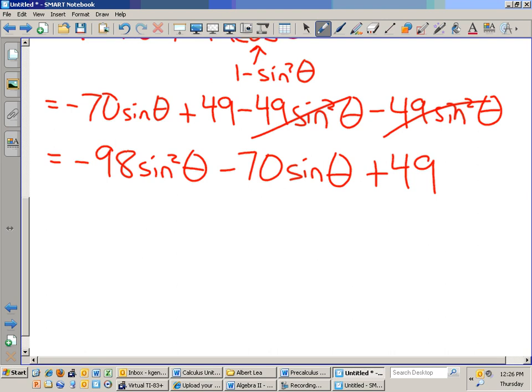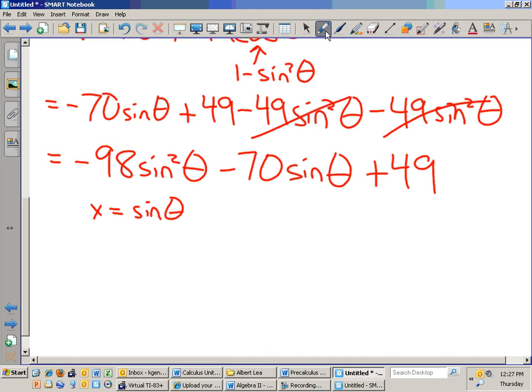This is a quadratic, is it not? Yes, you could, but we're not going to. You cannot, 49 is not. So I get a sine squared, I have a sine to the first, and I have nothing over here. So I can use the quadratic formula at this point by a very simple substitution. Instead of solving for x, I will solve for sine of theta.